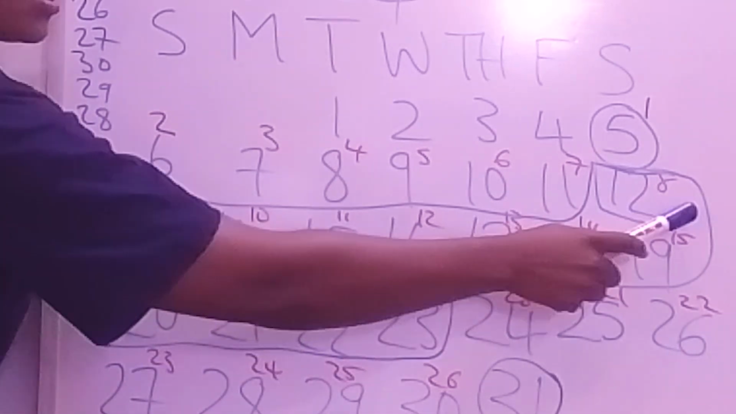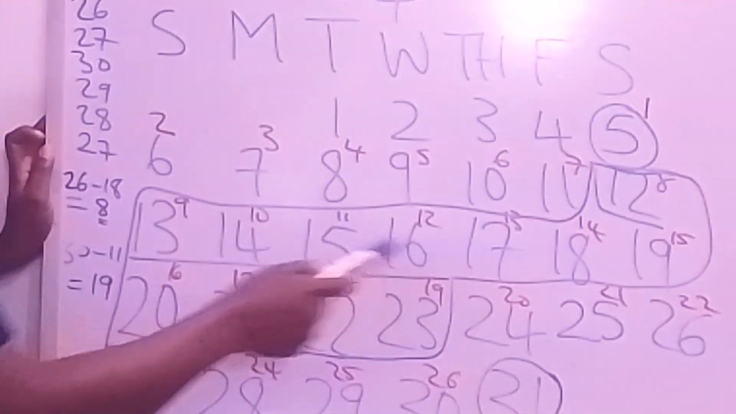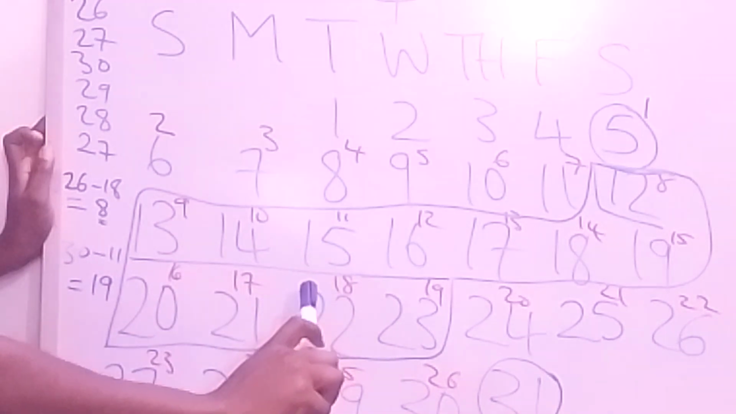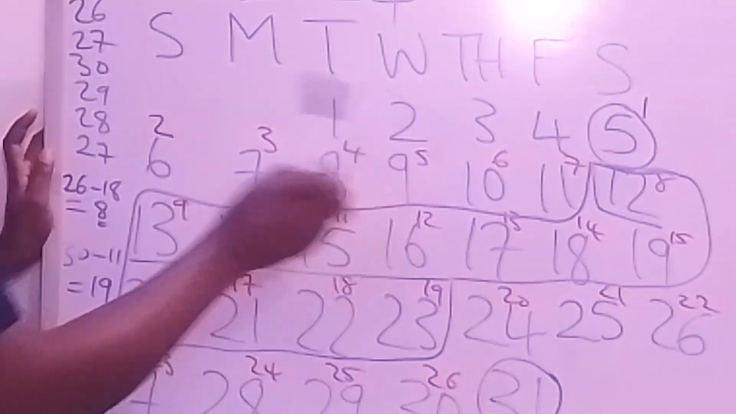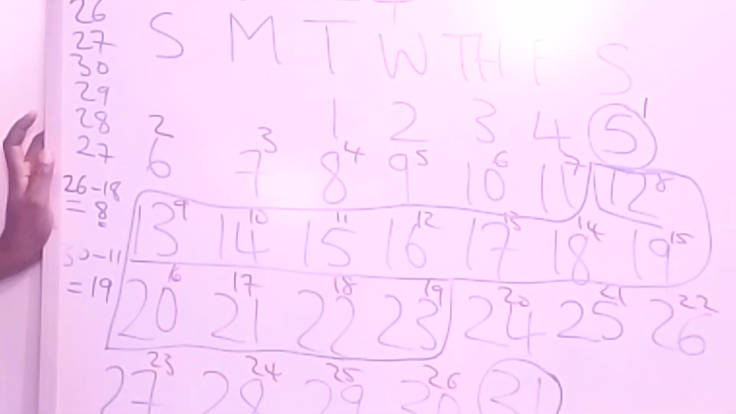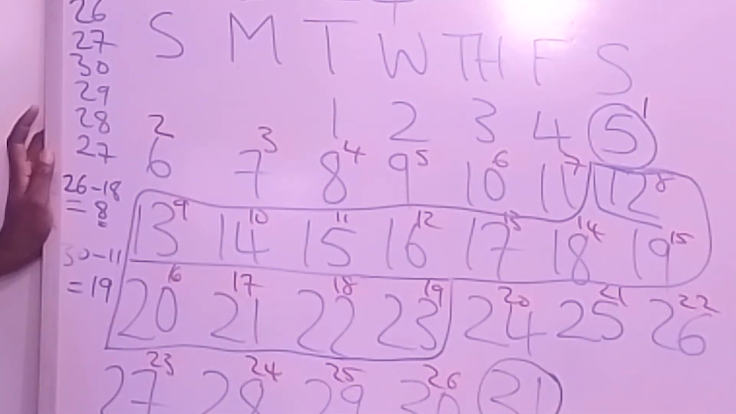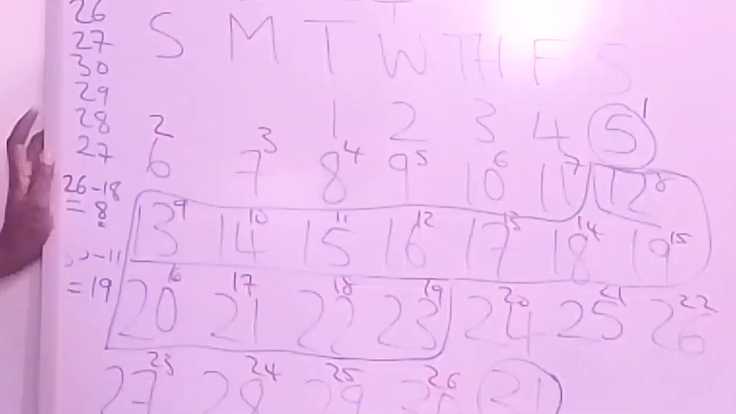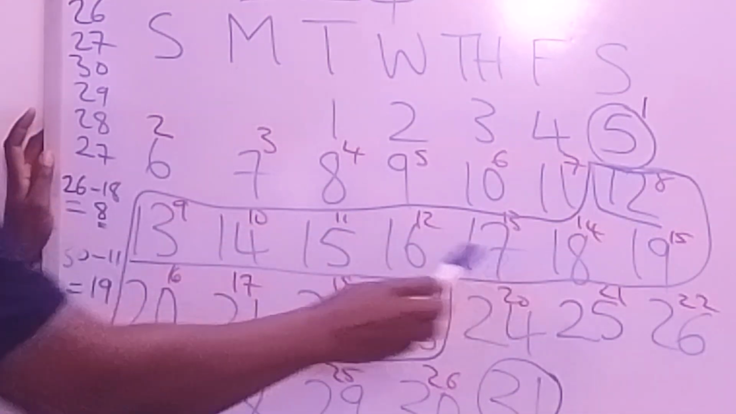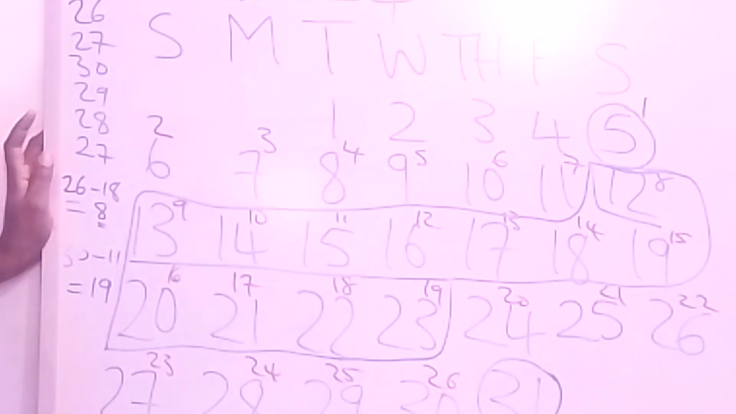So all the days from here all the way to this point makes up this woman's fertile window. So if she has unprotected sex during this period, she's going to get pregnant. So she's expected to stay away from unprotected sexual intercourse during this period if she doesn't want to get pregnant.